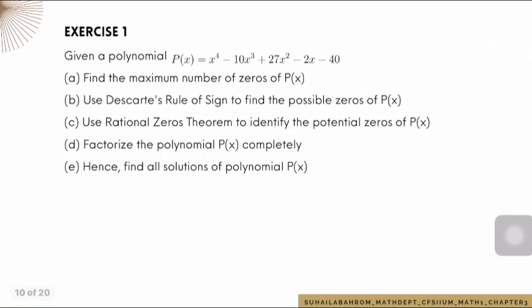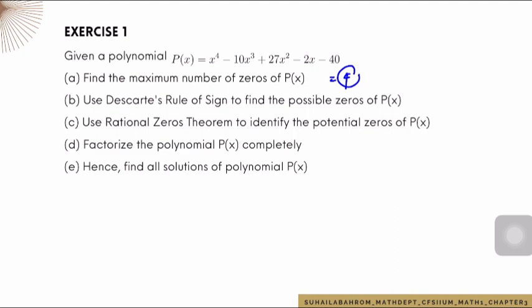Okay, let's look at this exercise. Given a polynomial p of x equals x to the power 4 minus 10x cubed plus 27x squared minus 2x minus 40. Find the maximum number of zeros for this polynomial function. The highest degree of the polynomial is 4, so the maximum number of zeros is 4. Therefore, there are at most 4 zeros of this polynomial.